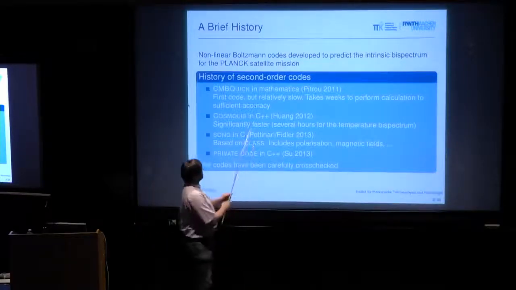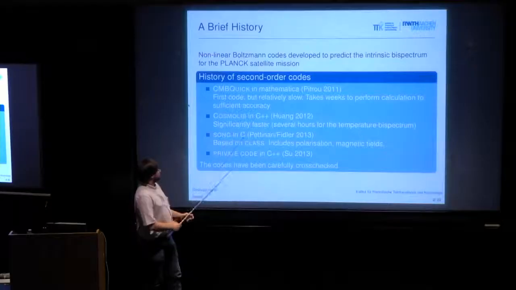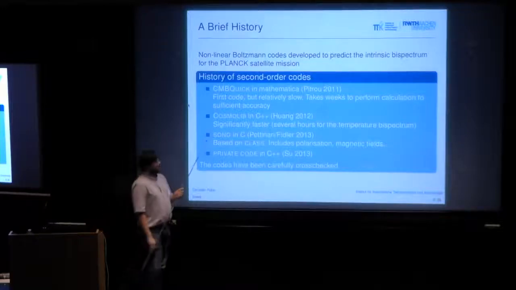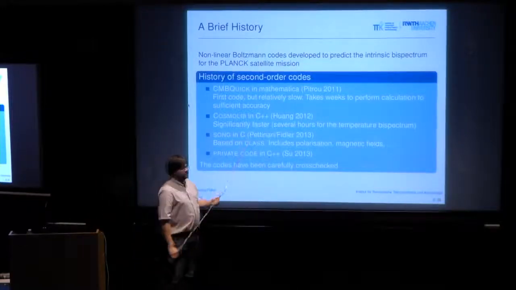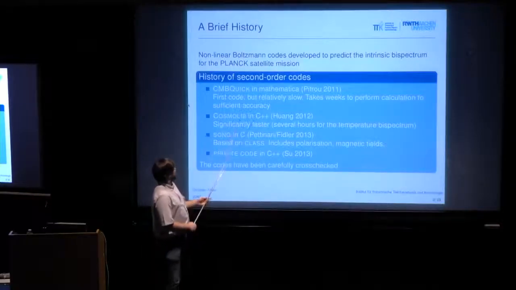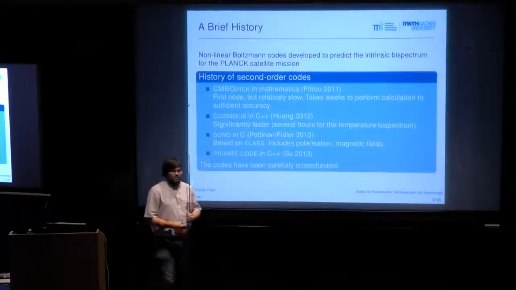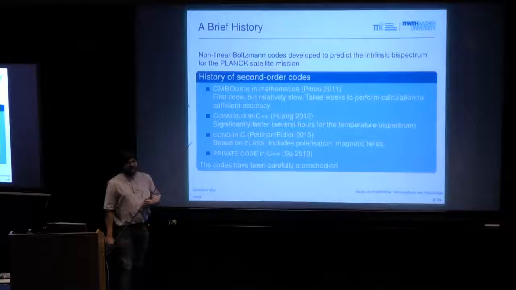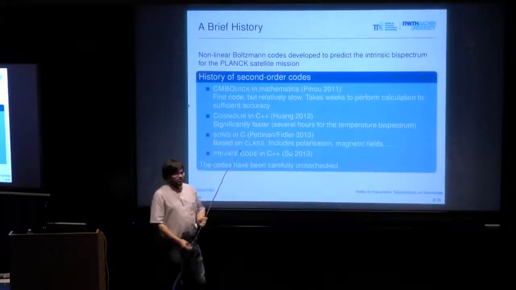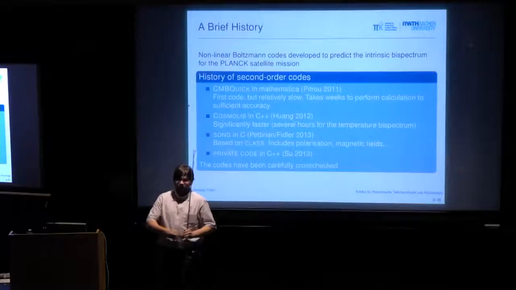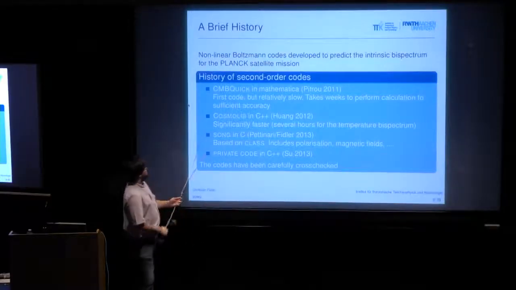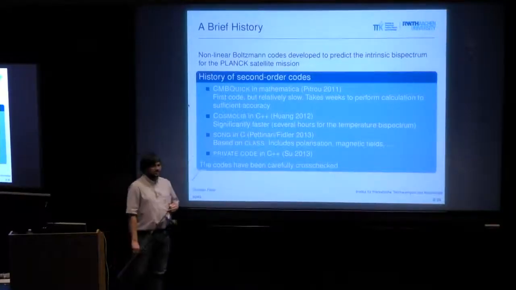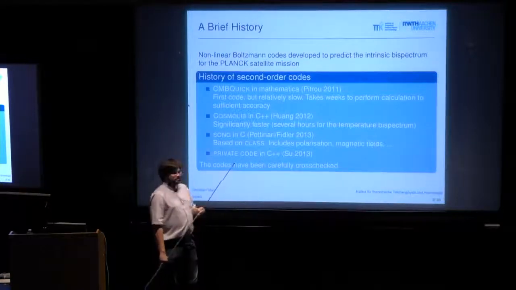And of course, we wanted to cross-check this code. In fact, 3 groups started to develop second-order codes to verify and cross-check this result. The first code that was released was by Huang and Vernizzi in 2012, which was an implementation in C++ called Cosmolib. This code was significantly faster than CMB Quick. Instead of a few weeks, it takes a few hours to run, which of course makes a huge difference if you want to check the code, make sure that all of the integrations are properly converged. Because if your code already normally takes a few weeks to run, you can't really do too much analysis on the convergence of your code.